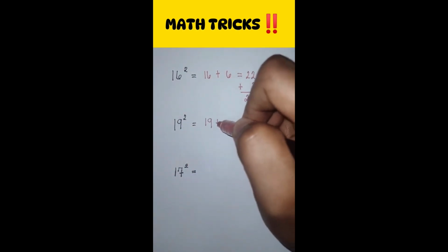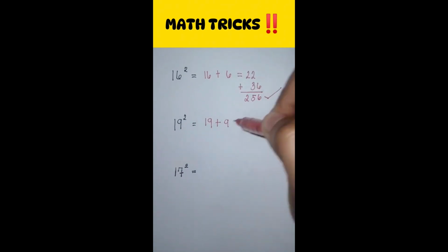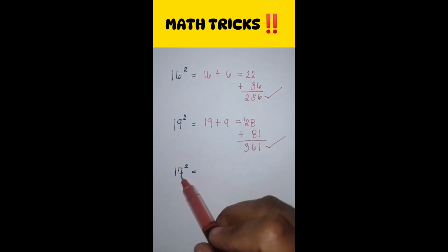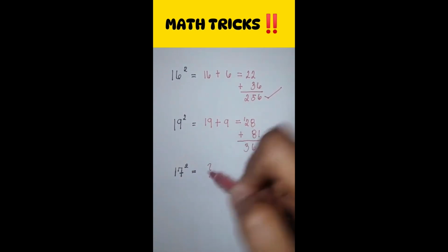Next, 19 squared. 19 plus 9 is equal to 28. And then 9 squared is equal to 81. Then we add. That is 1. 8 plus 8 is 16. And then 2 plus 1 is 3. The answer is 361. How about 17 squared? Comment down your answer.